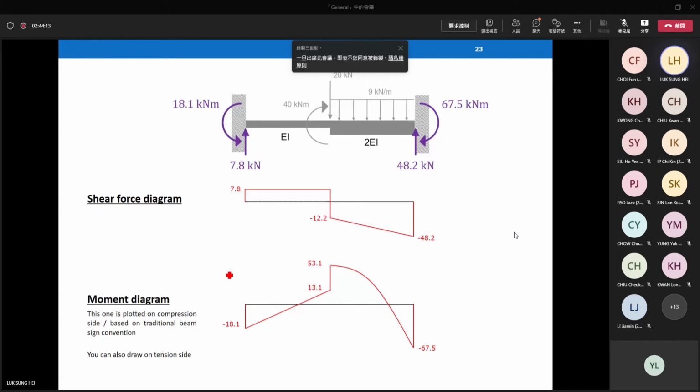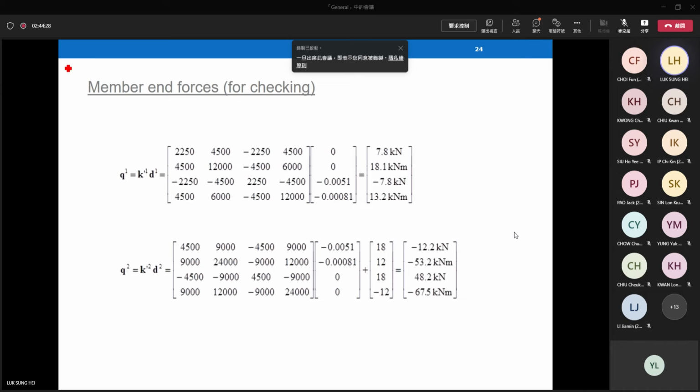The answer normally follows the traditional beam sign conventions. That means plot on compression side. If you like, you may flip it upside down. It becomes the one that you're familiar with in structural design modules. This is some reference for you to calculate member end force. Again, not very important.